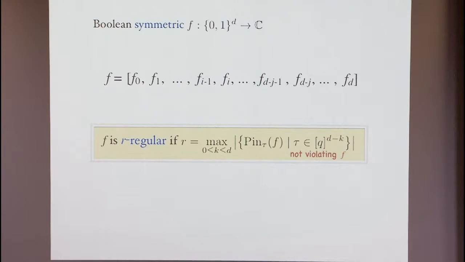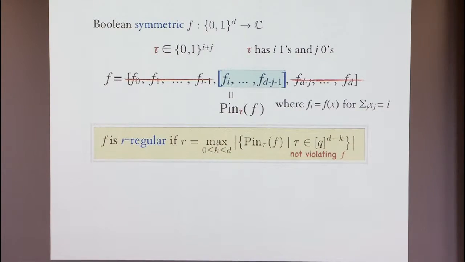For a symmetric function with Boolean domain, with this signature form, suppose the partial assignment has I 1s and J 0s. Pinning this function with this partial assignment deletes I entries from the left and J entries from the right. It gives us this subinterval as our new function. Actually, every pinning gives us a subinterval. So being R-regular means that once we fix k, the number of different patterns of this sliding window of length k is at most R.